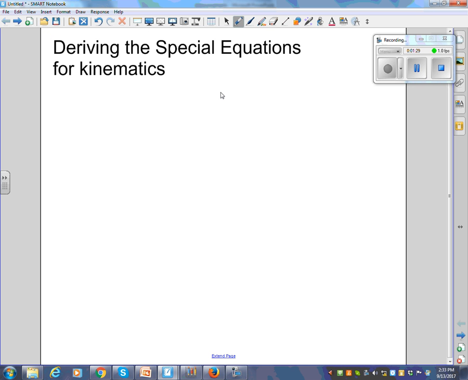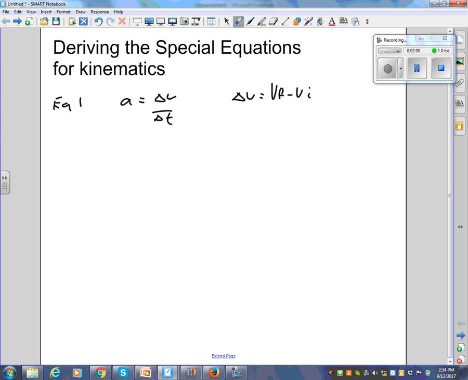See? Smart notebook can read my writing. You guys asked for it. The first one is commonly known as equation 1. Do you recall A equals delta V over delta T? The acceleration is the change in velocity over the change in time. Now, do you also remember that delta V, the change in velocity, is Vf minus Vi?